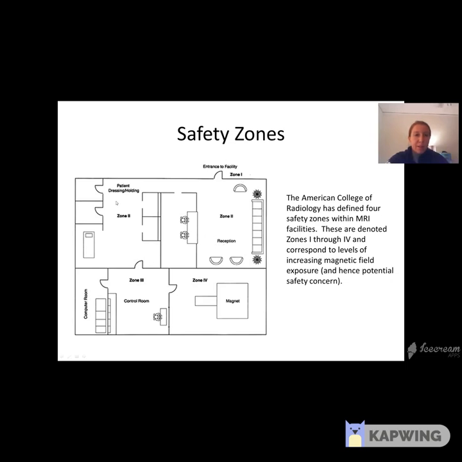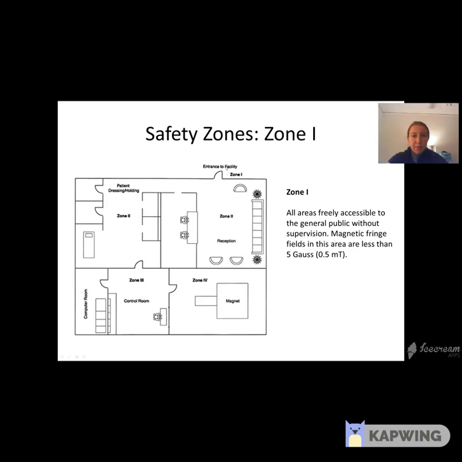Zone 2 is reception, where the patient has to remove everything from their pockets. And Zone 3 is the control room. Basically, this is where the techs sit when they're scanning patients. And then Zone 4 is the magnet. So if we go over each zone again, Zone 1 is freely accessible to the general public. That's no supervision is needed there. The magnetic fringe fields in this area are less than 5 Gauss, so less than 0.5 millitesla.